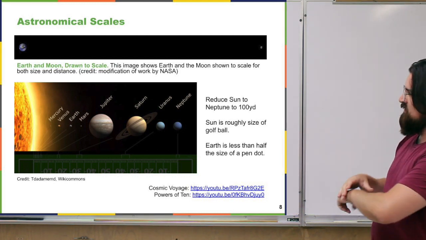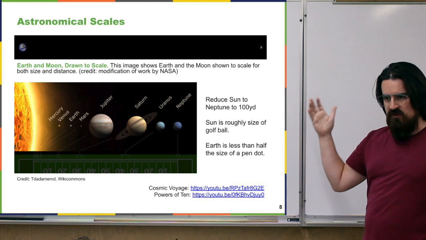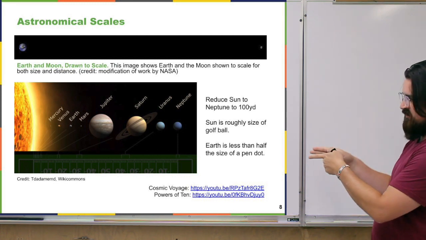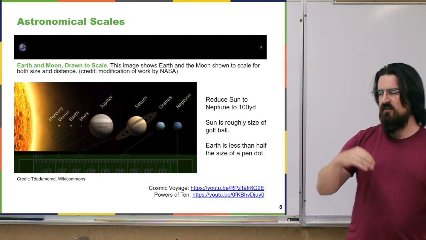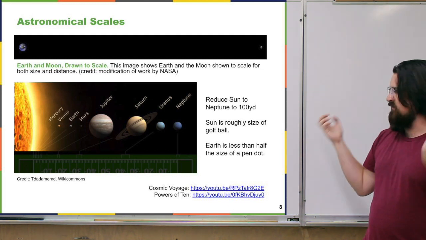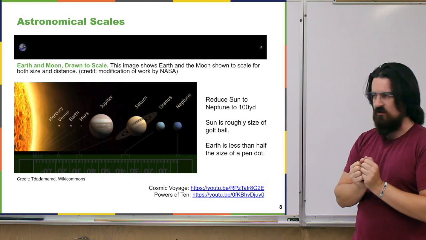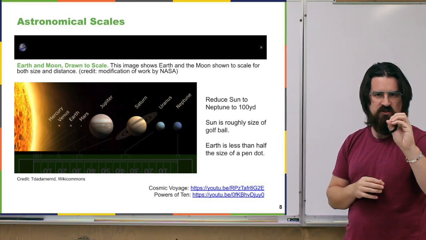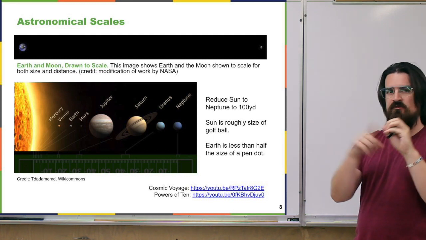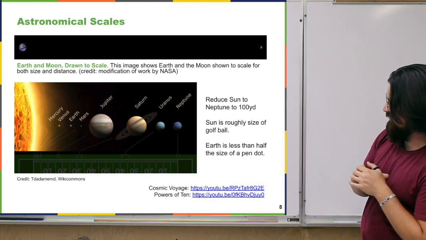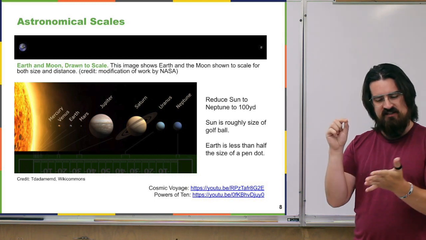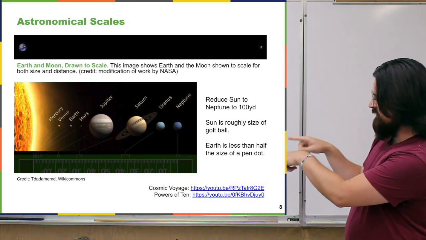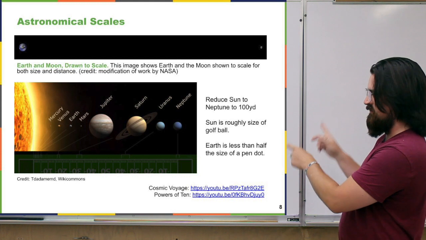So in this image here, we're getting an idea of the scale of the solar system by thinking about shrinking down the solar system to the size of a football field. It's 100 yards across. So from the Sun to the outermost planet, Neptune, that is 100 yards. So what happens if we shrink down the scale to that size? Well, it turns out that the Sun then is roughly the size of a golf ball, maybe even half the size of a golf ball, pretty small, on the size of a football field. And it turns out that the Earth in that picture would be less than half the size of a dot that you would put on a piece of paper. Take a pen, put a dot, very, very tiny. And then also shown here are where the orbits are for each of the planets.